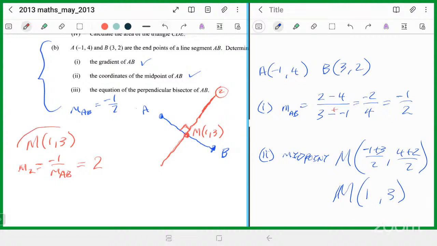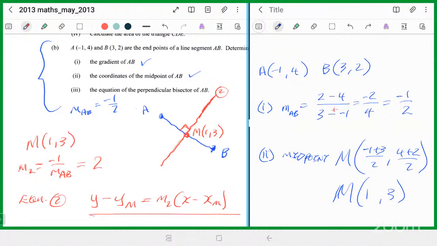We're using this point and this gradient to get this equation. So the equation of line 2 is y minus the y value at the midpoint equals the gradient of line 2 times x minus the x value at the midpoint. This is what we call the gradient-point form for the equation of the line, because it uses the gradient and the coordinates of a known point, where that known point is the midpoint.